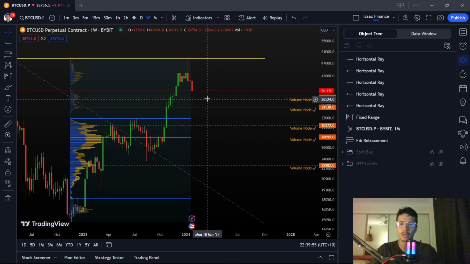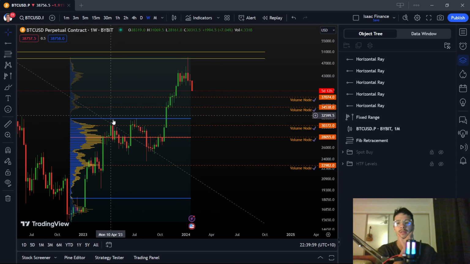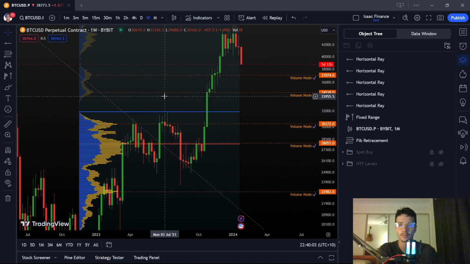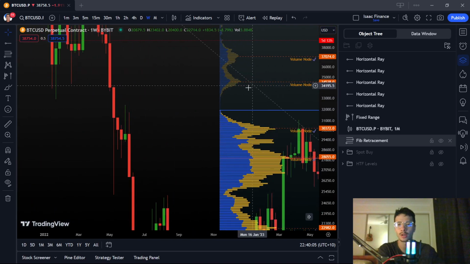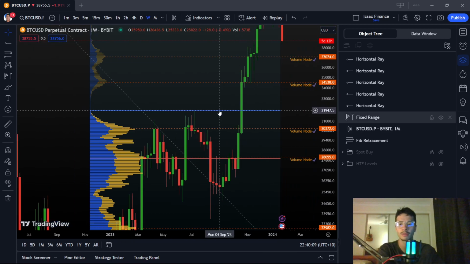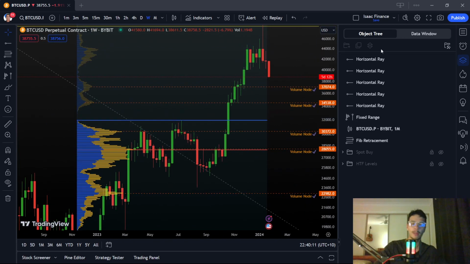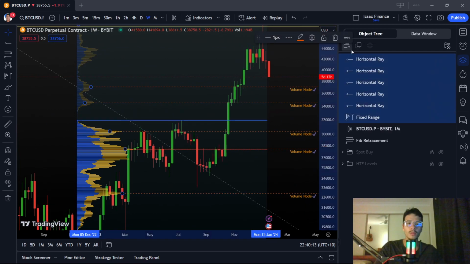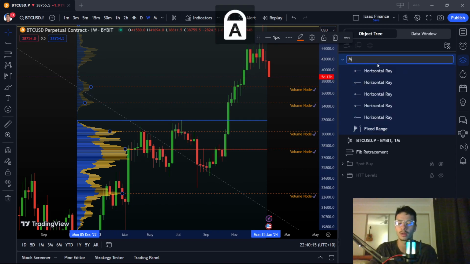All right, so we got these levels here. So boom, boom, boom, boom, boom, boom. Now this level here is what we'd call a single print. It has no volume in it. So you'd expect price to really gush through this region very fast if it were to, and find support maybe at this market structure level. Now let's just go here. Let's just go volume node.